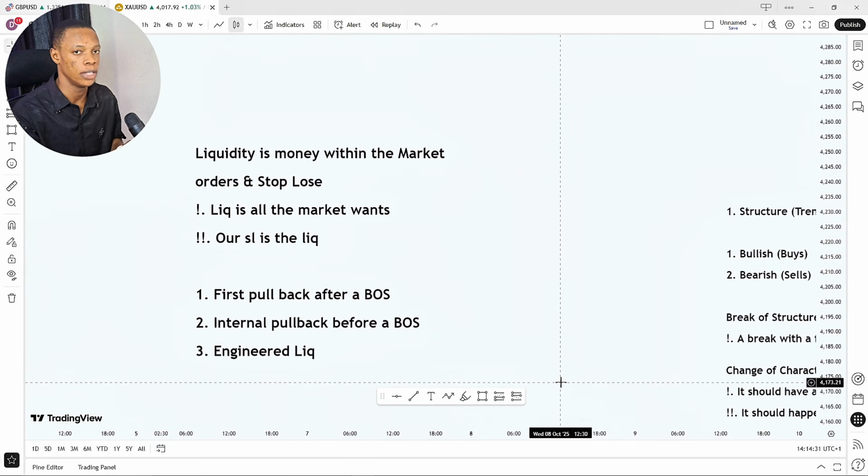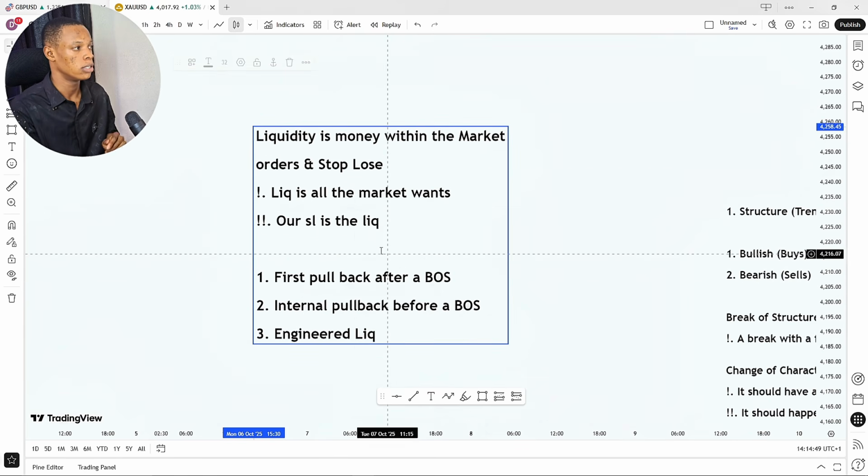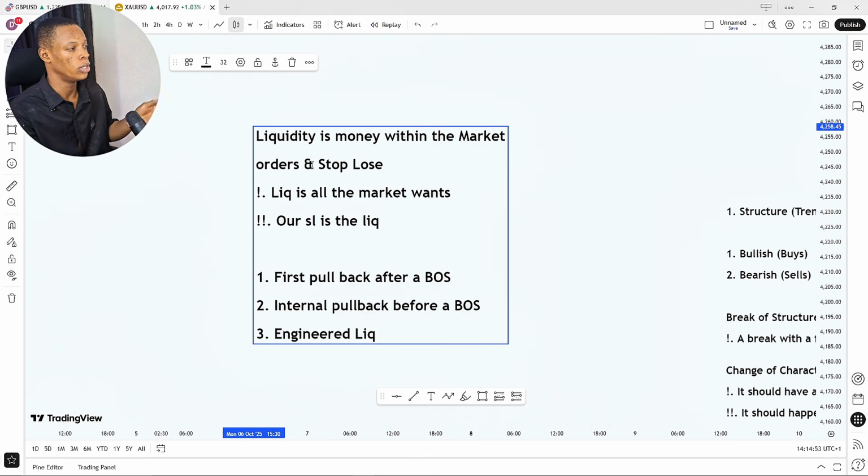You hit take profit now and you make money on that very market. You are taking liquidity out of that very market. That money you made is liquidity and you are taking it out of that market. Same thing, if that trade goes against you and you hit stop loss, you are providing liquidity for that very market. So liquidity is money within the market. Orders and stop loss are the liquidity, right?